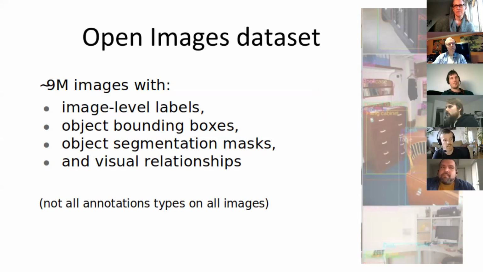Some of these images have image level labels. Some of them have bounding boxes around objects. Some of them have segmentation masks like we've just described. And some of them have this visual relationship thing, which I'll show you in a moment. But it's worth pointing out that not all images have all of these types. So it's not 9 million of each of these.